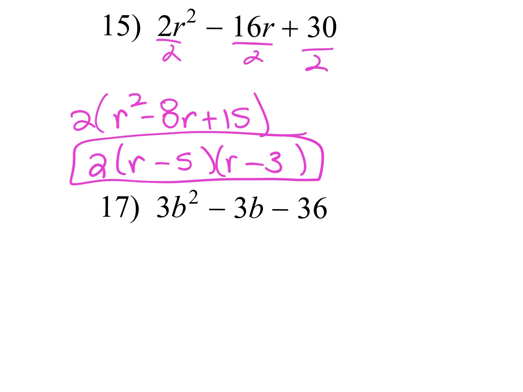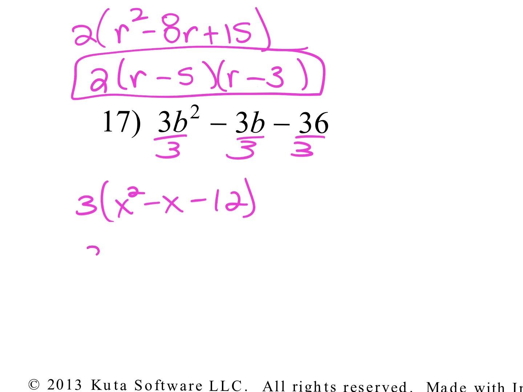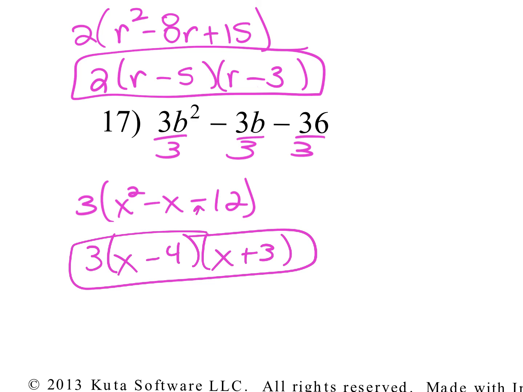What can I take out of 17? 3. So my 3 is out in front. I'm left with b squared minus b minus 12. Factors of 12 that'll multiply to give me a negative 12, but add to give me a negative 1. 1 and 12, 2 and 6, 3 and 4. There you go. Negative 4, positive 3. If the last sign is negative, that means the middle sign goes with the bigger factor.